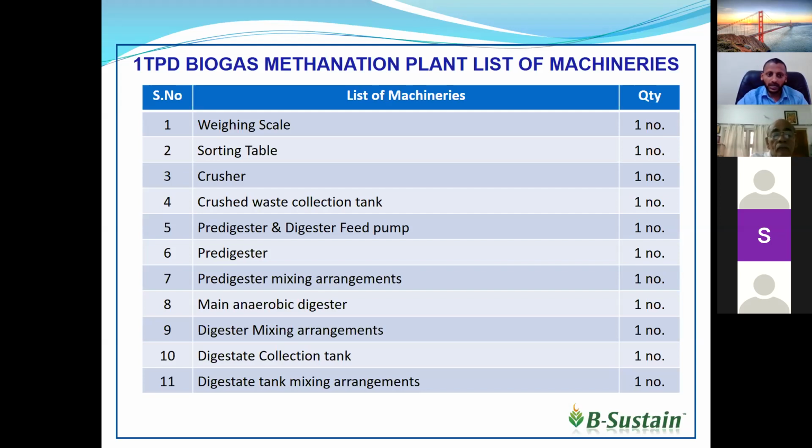Hydrolysis and acidogenesis happen in the pre-digestion, so these two processes are completed in the pre-digester. Then it is taken to the secondary digester, where the secondary digester volume is reduced and the efficiency is also increased. That is the reason we use it. One more advantage: if the climatic conditions are very cold and you want to reduce the digester retention time and increase the OLR, organic loading rate, of the secondary digester, you can use a primary digester.